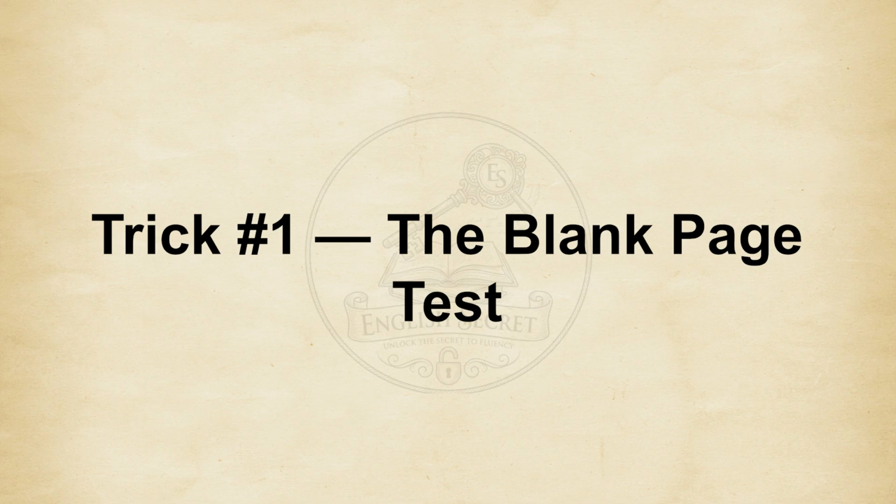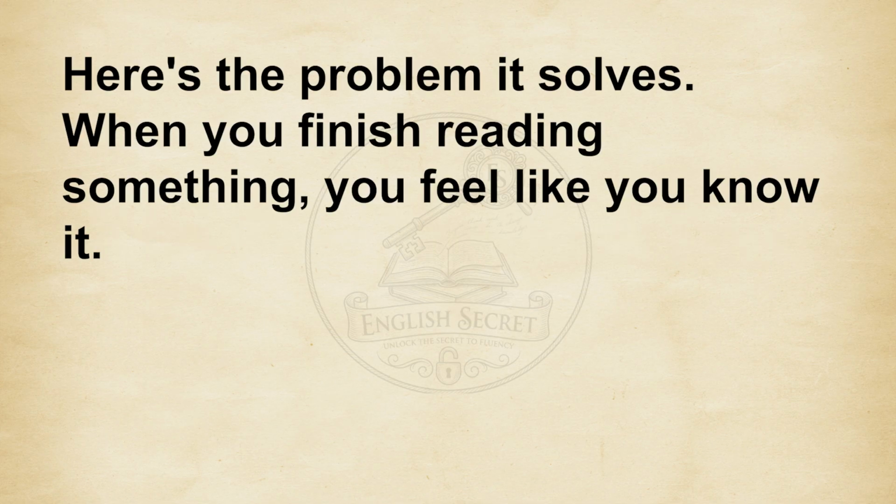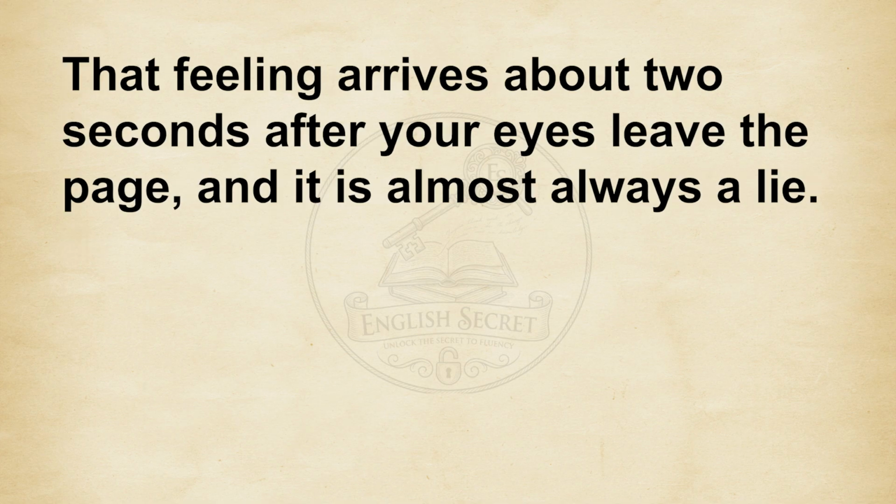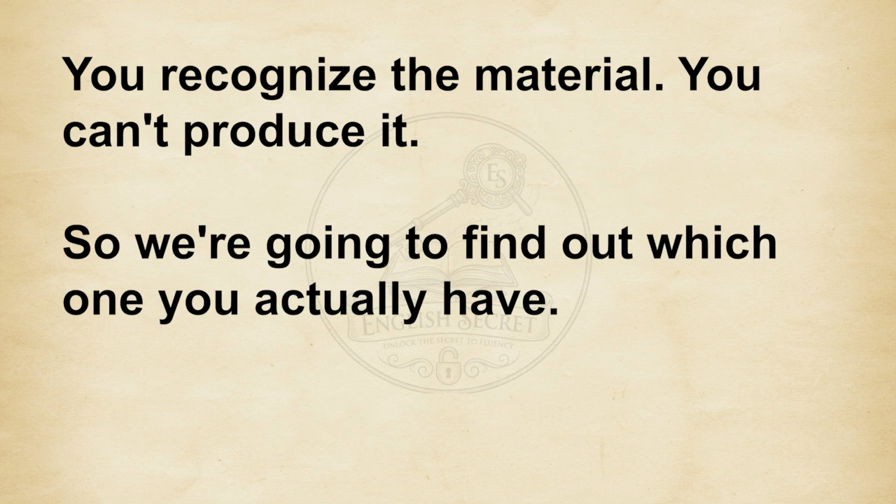Trick number 1. The blank page test. Here's the problem it solves. When you finish reading something, you feel like you know it. That feeling arrives about 2 seconds after your eyes leave the page, and it is almost always a lie. You recognize the material. You can't produce it. So we're going to find out which one you actually have.